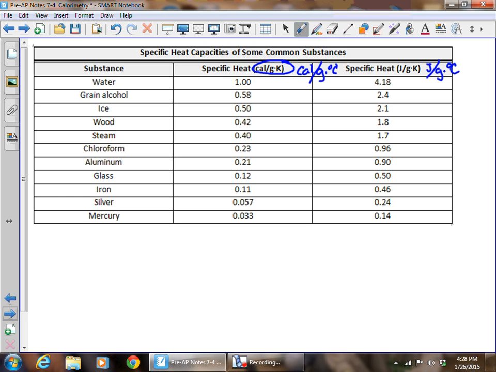1 degree Celsius increase in temperature is the same thing as 1 Kelvin increase in temperature. If you start out at 100 degrees Celsius, which is 373 Kelvin, and you increase by 1 degree, 101 degrees Celsius, that's going to be 374 Kelvin. So the change of 1 degree Celsius and the change of 1 Kelvin is the same unit change. Now, 1 degree Celsius and 1 Kelvin are not the same temperature.